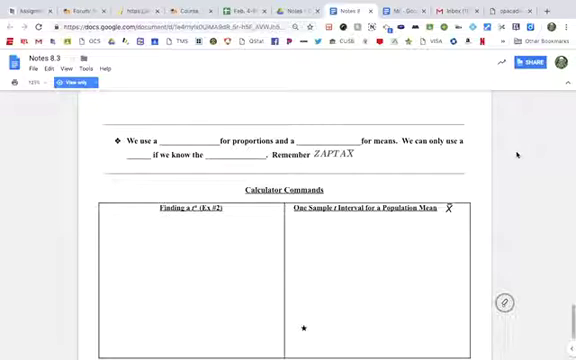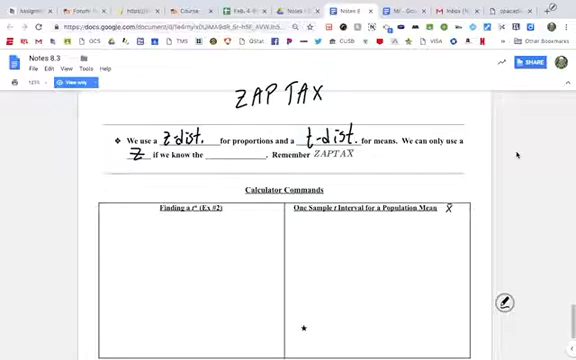to wrap up these notes, I'm going to teach you a little trick here called ZAPTAX. Okay, so we're going to use a Z distribution for proportions and a T distribution if I'm given sample means. We can only use a Z distribution if we know the standard deviation for x bar. Okay? And again, remember ZAPTAX. Z and P go together, T and x bar go together. So if you have a P hat or a P, if you're working with proportions, use a Z distribution. If you have an x bar, you're using a T distribution.